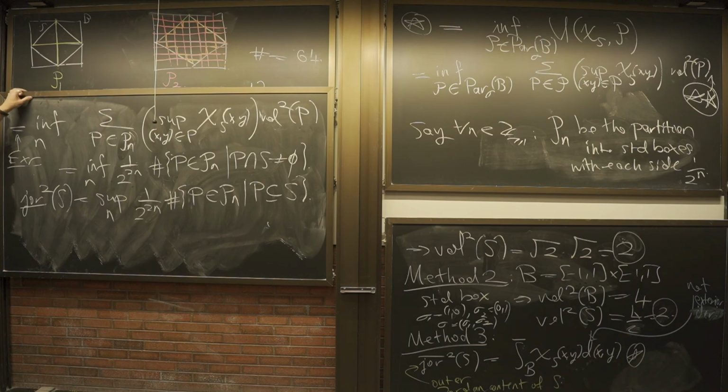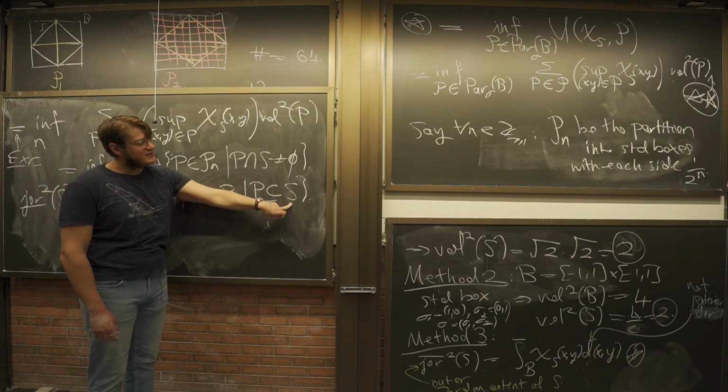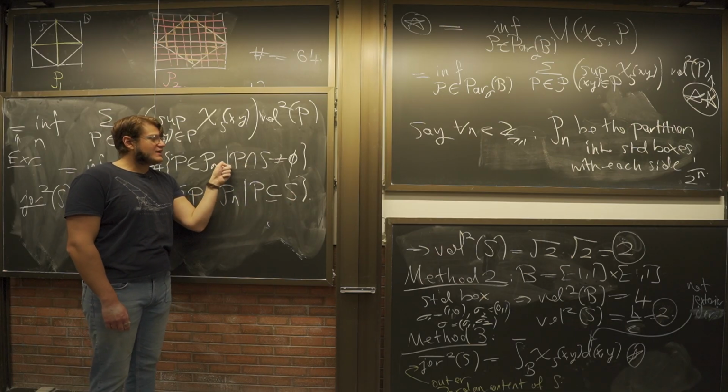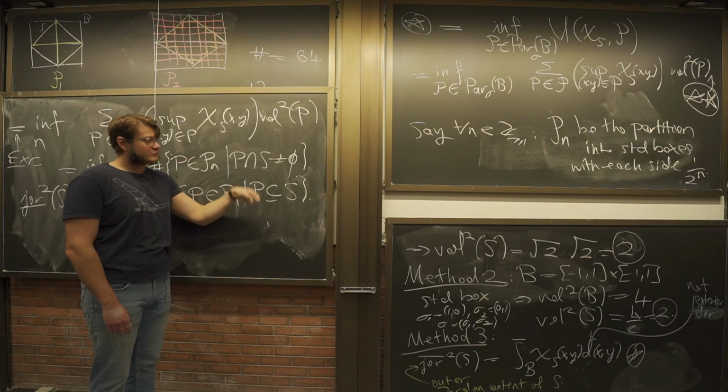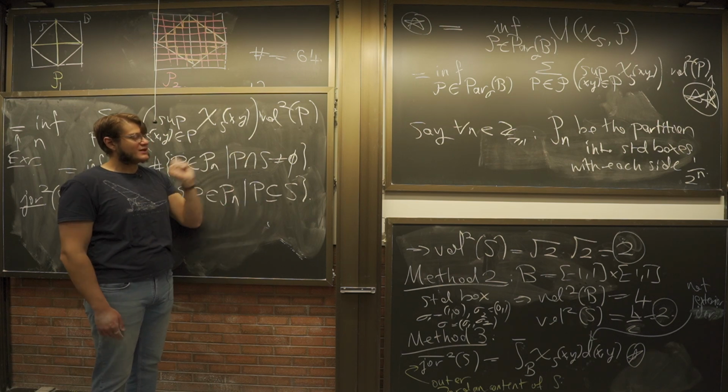Okay. And again, you should see that a pixel being completely contained in S is a stronger statement than saying that P intersects S. Right? This implies this, but not vice versa. Which means that this is going to be an approximation from within. It's going to be a lower bound. This is going to be an upper bound.